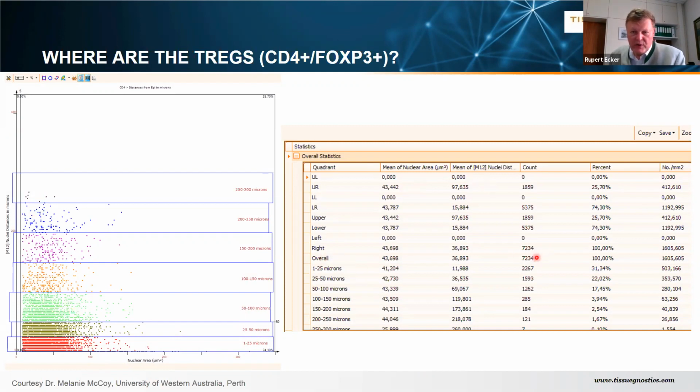In total, there are 7,234 CD4 positive cells in the tissue. 2,267 are in a range up to 25 micrometer around the next tumor area. 1,593, or 22%, are 25 to 50, and so on. So here is the total number, here is the percentage, here is the density per square millimeter of tissue analyzed. And we see how the percentage decreases above 100 micrometer. That shows the vast majority of CD4 positive cells is really in the vicinity of the tumor areas.